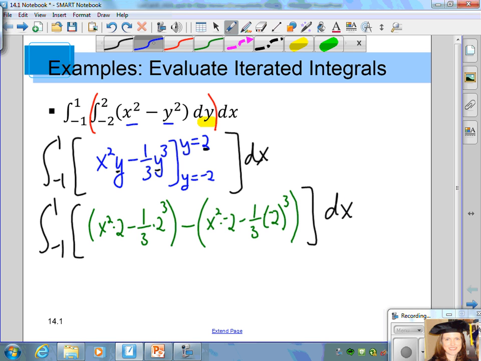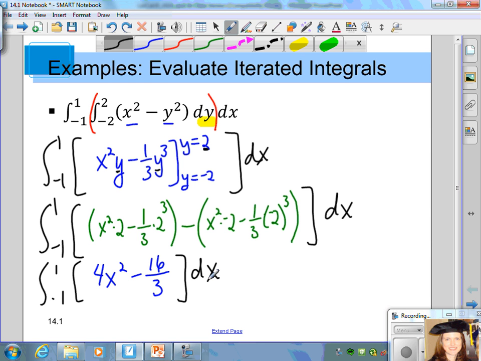Okay, let's simplify this a little bit more. Again, I'm not really doing anything with the outside bounds and the outside differential until I get all this inside simplified. Now when you simplify this, I'm going to get 2x squared here minus a -2x squared. So that is going to simplify to 4x squared. Now this is a minus 1/3 of 8, or -8/3, minus a positive 8/3, so it's -8/3 minus 8/3. That would give you -16/3. So that's what you get when you simplify the whole inside integral.